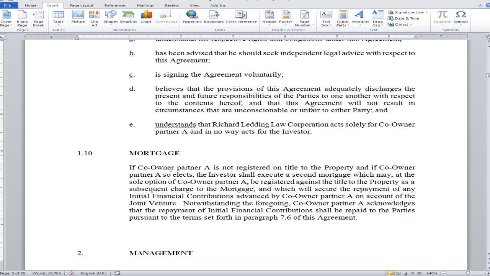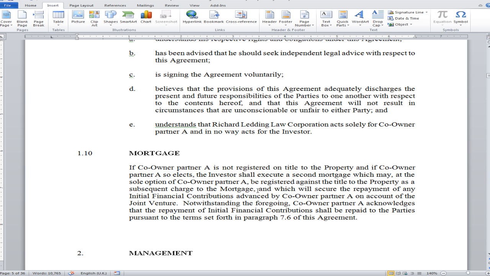So if the co-owner partner A is not registered on title of the property, and if co-owner partner A so elects, the investor shall execute a second mortgage, which may, at the sole opinion of co-owner A, be registered against the property as a subsequent charge to the mortgage. You're going to have to talk to your lawyer about that, and I do have the mortgage documents. I'll be able to show that sometime in the future, but the idea here is that you understand that I put in all the money.